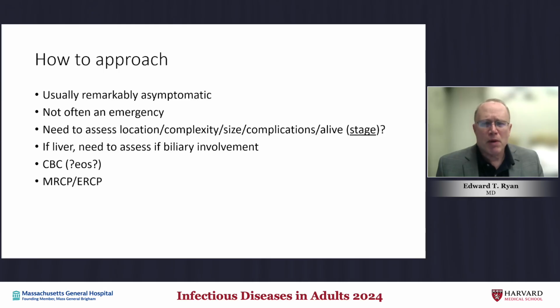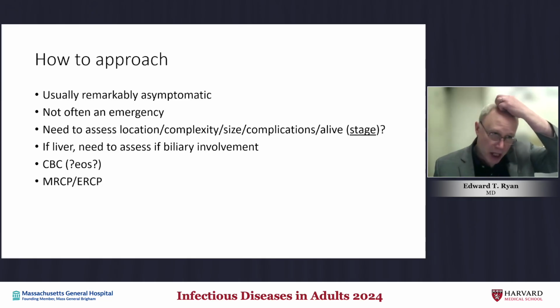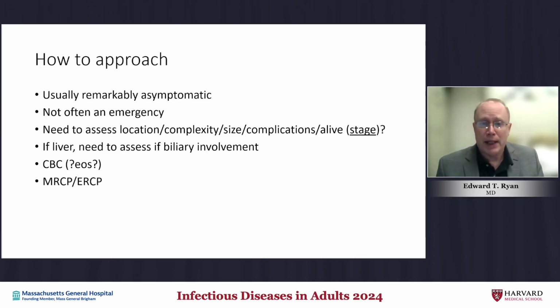So how do you approach them now that you think you know what this is? First of all, I'm always struck with how remarkably asymptomatic these individuals are. They'll often come in with a softball or a basketball somewhere in their body, and it's been growing for decades. Depending on the location, but a liver one tends to grow about 1 centimeter a year. So if you have somebody with a 30-centimeter process, that's been going on for a couple of decades. So it's usually not an emergency.